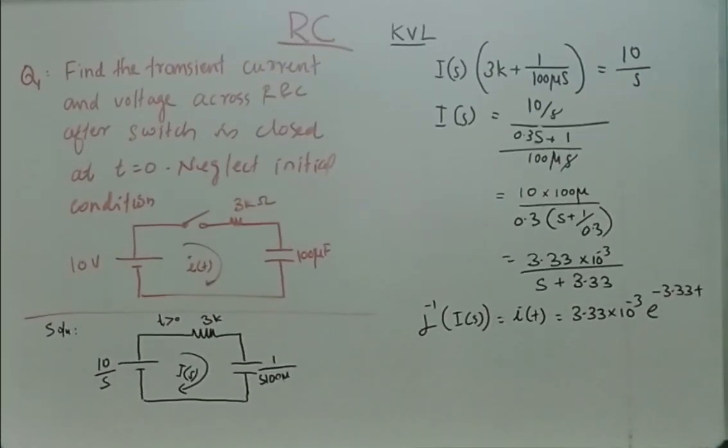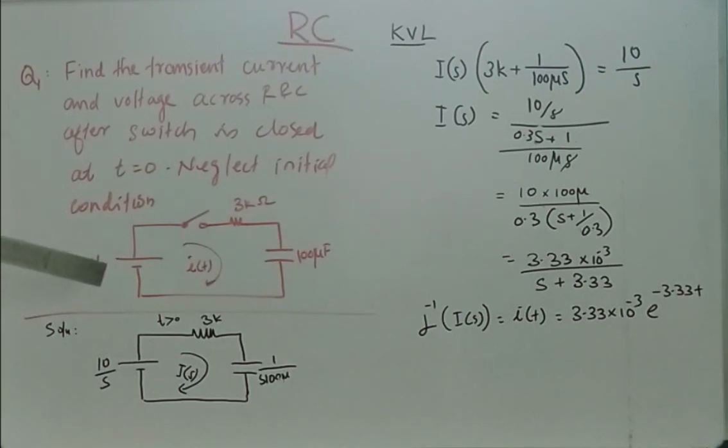In this session, we are going to discuss DC transient in RC circuits. First of all, let's see this problem. Find the transient current and voltage across R and C after the switch is closed at t equal to 0. Neglect initial condition. This is the circuit.